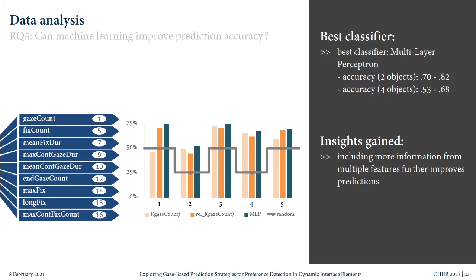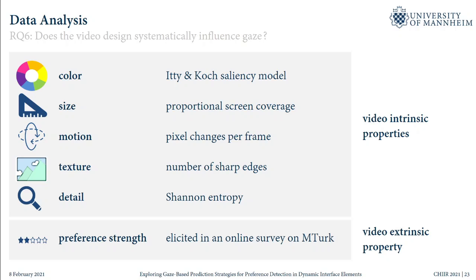The prediction performance was quite promising. The best classifier was the multi-layer perceptron with an accuracy ranging from 70 to 82% in the binary classification and from 53 to 68% in the case of 4 objects. This was an improvement over all previous analyses, so including multiple features does have a positive effect on the predictions.